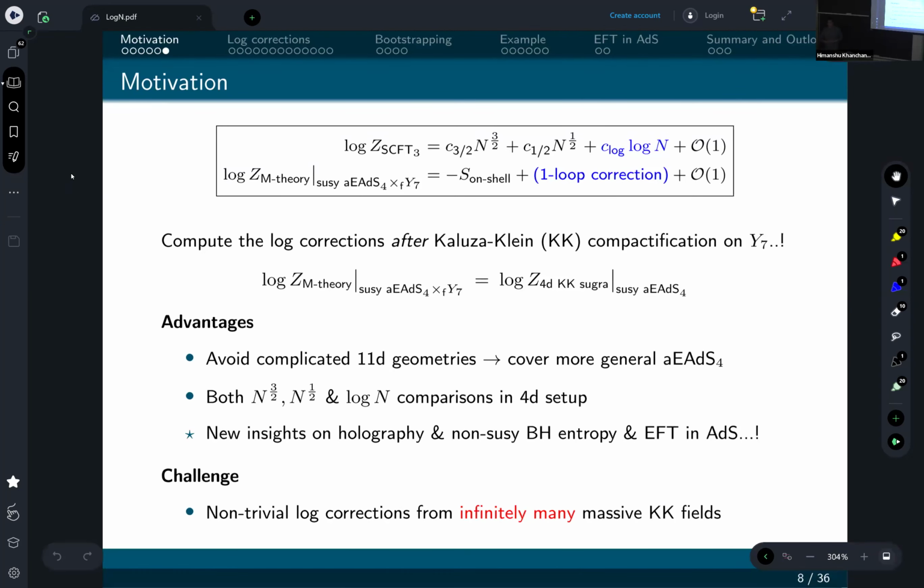But there's an immediate challenge. That is, because of this Kaluza-Klein compactification, now you have infinitely many fields from Kaluza-Klein towers. They will all contribute to this log n term, and you cannot ignore them because this general AdS times internal manifold solution is not scale separated. So you cannot just parametrically ignore all the Kaluza-Klein towers. Their mass levels are not ignorable. So you have to deal with this issue, and I'm going to report the recent progress on this research direction. So I'm going to move on to the main part, and if you have any questions, you can already ask me.